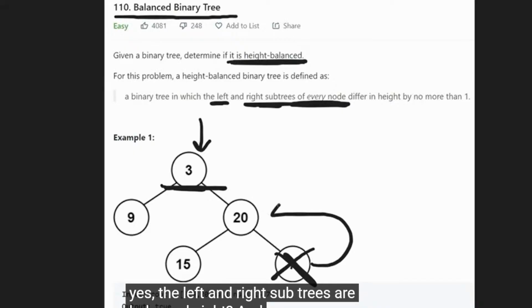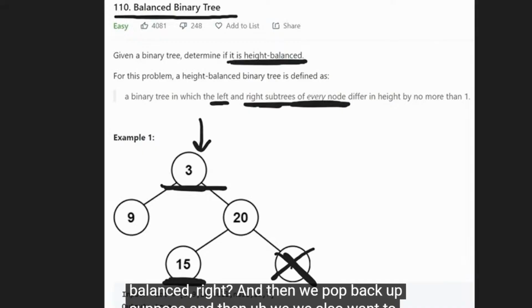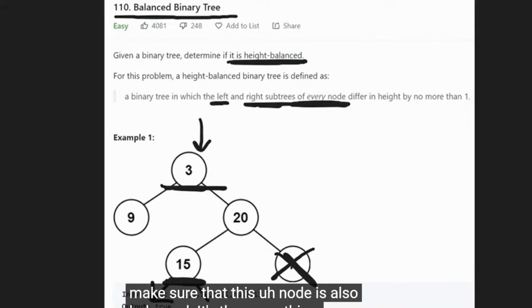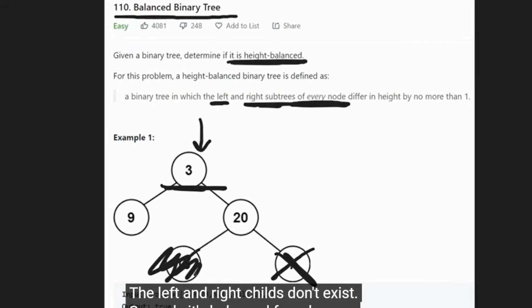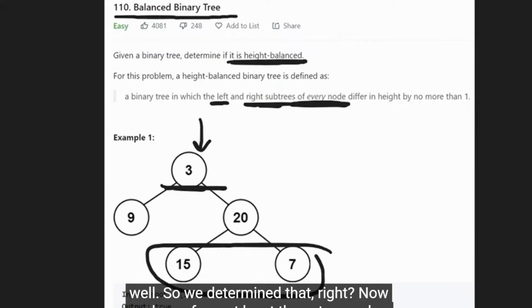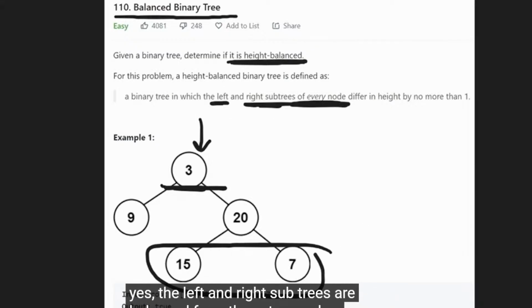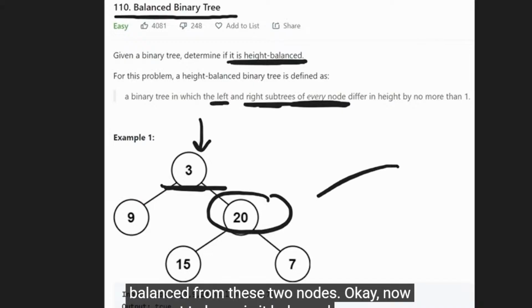And then we pop back up, and then we also want to make sure that this node is also balanced. It's the same thing, right? The left and right children don't exist. So yeah, it's balanced from here as well. So we determined that, right? Now we know from at least these two nodes, yes, the left and right subtrees are balanced. Okay, now we want to know, is it balanced from this node?